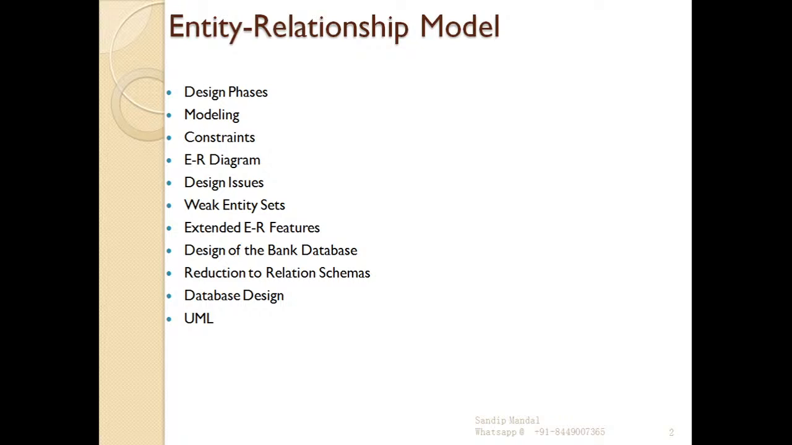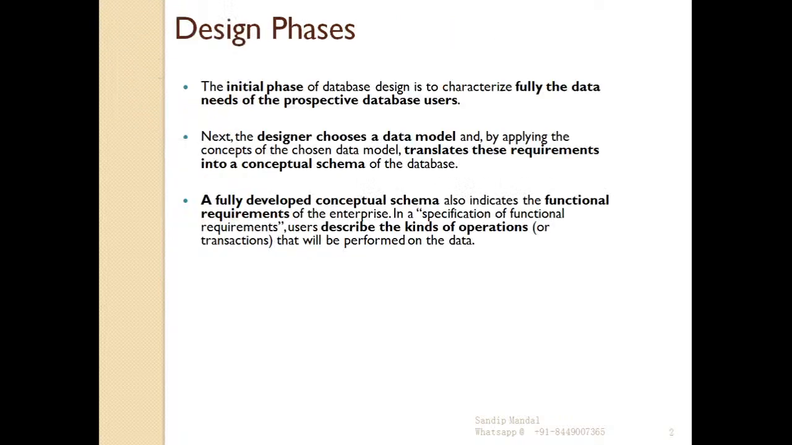Okay, now next one is the extended E-R features. Obviously, some extended E-R features are there. We will discuss that later. Next is design of the bank database. It's an example of how we can create a bank database depending on some entities. Next is reduction to relational schemas, database design, and ending with the UML. Okay, means UML designing. So first we go to the next slide, then we will discuss each and every parameter.